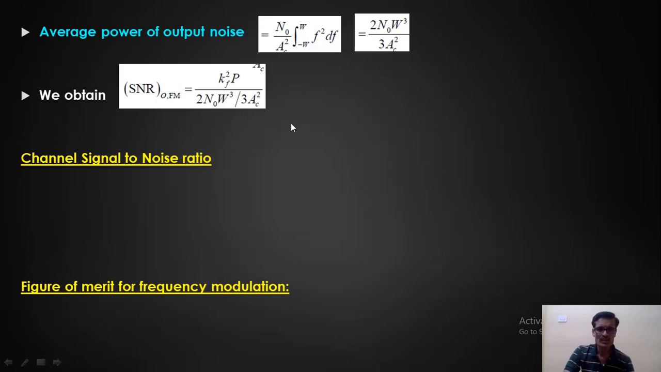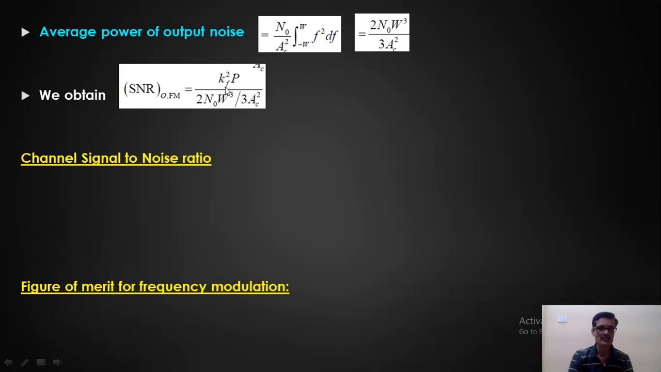What is the average power of the signal? It is kf squared into P, which we derived earlier. Now I know the noise power also, which is given by 2 N0 W cubed divided by 3 AC squared. Taking the ratio of both, I get a formula like this. This is the signal to noise ratio at the output of the discriminator.